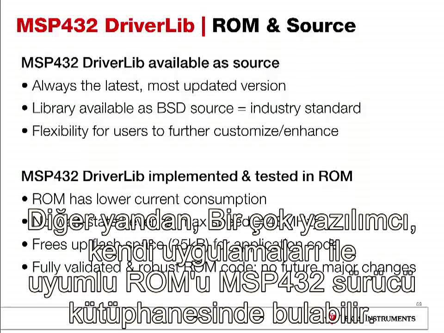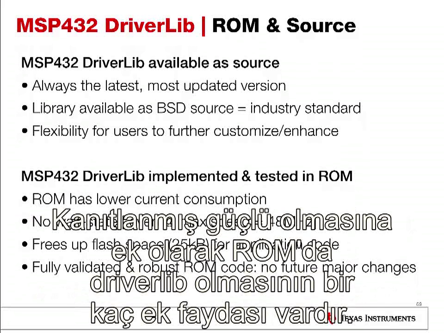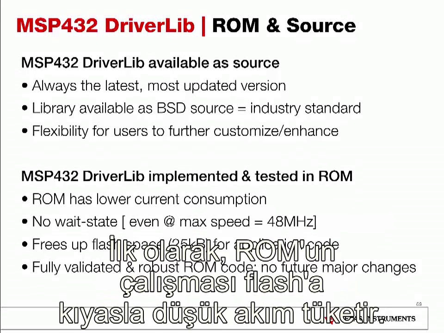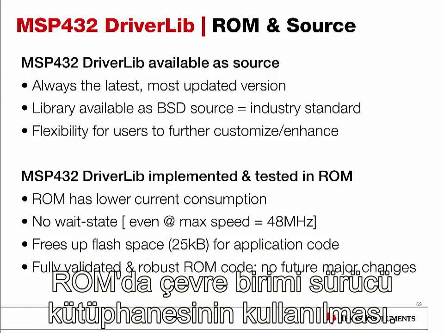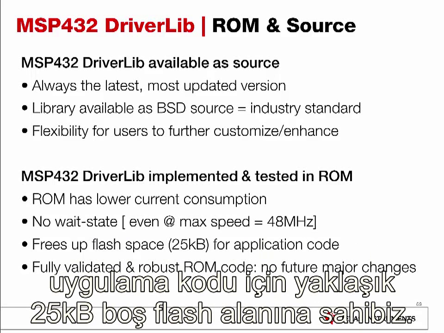On the other hand, many developers might find the MSP432 DriverLib in ROM suitable for their application. In addition to proven robustness, DriverLib in ROM has a few additional benefits. First of all, ROM execution has lower current consumption compared to Flash. In addition, ROM requires no wait state even at the max speed of 48 MHz. Using peripheral driver library in ROM, we also free up the flash space of roughly 25 kilobytes for application code.